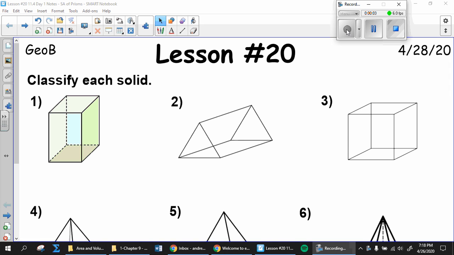Hey guys, welcome to lesson number 20 in geometry. Today we're really going to dive into surface area. So we're going to talk about what surface area is of these three-dimensional shapes that we've been talking about.